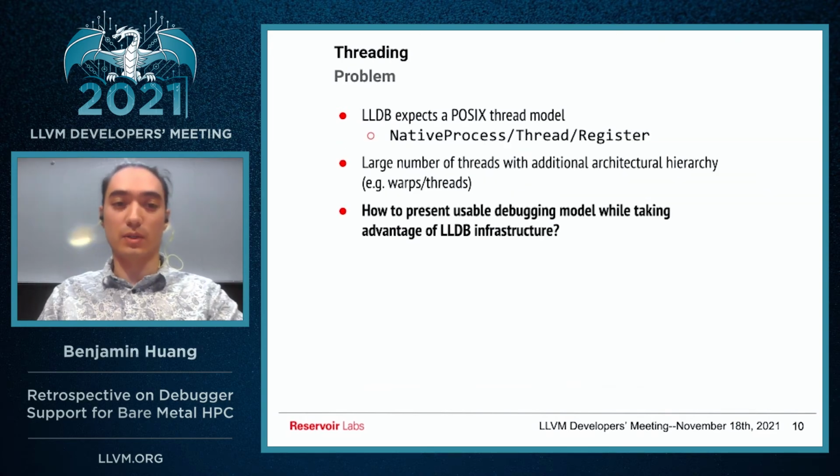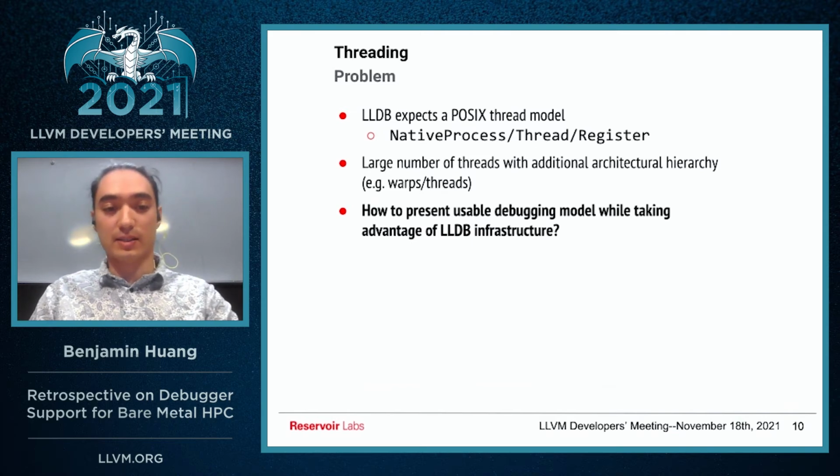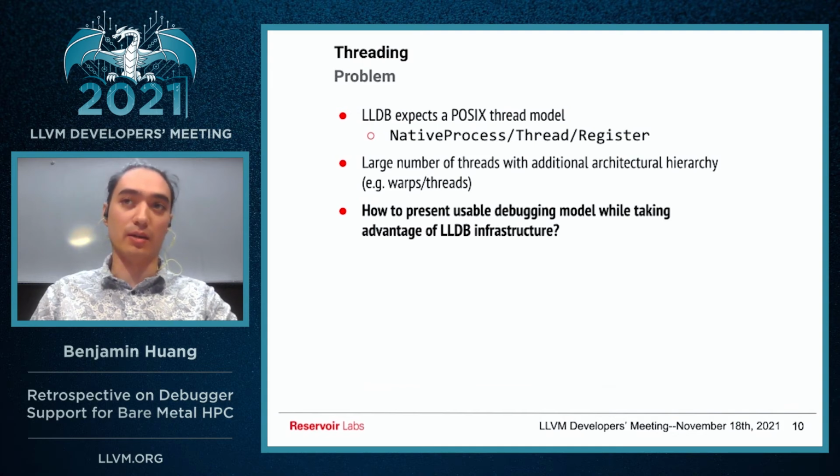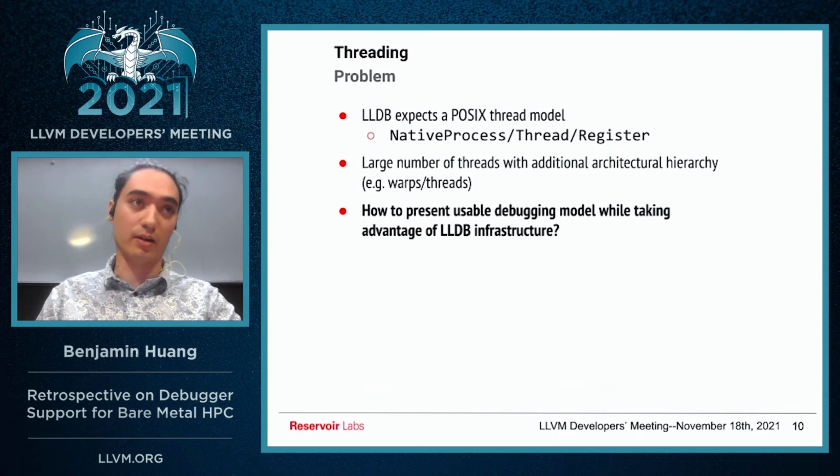Yeah, and the final problem that we encountered was related to the threading model. So LLDB expects a POSIX thread model, which is represented by the native process thread and register classes in the backend. And the issue is that our hardware just doesn't really fit into that hierarchy very well. We have a very large number of threads that are organized into a more complicated architectural hierarchy. Probably the best example of this that's publicly available are warps and threads in a GPU.